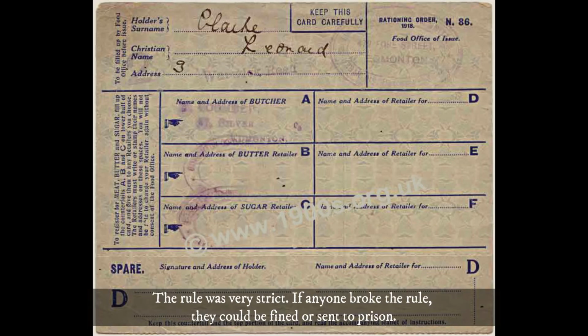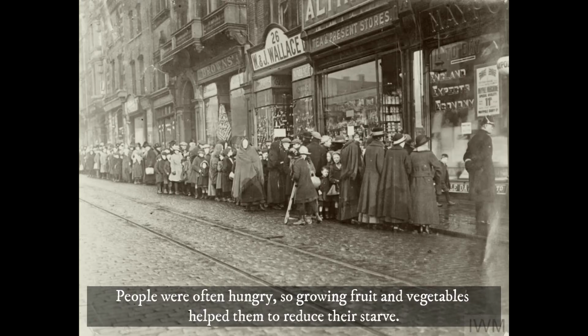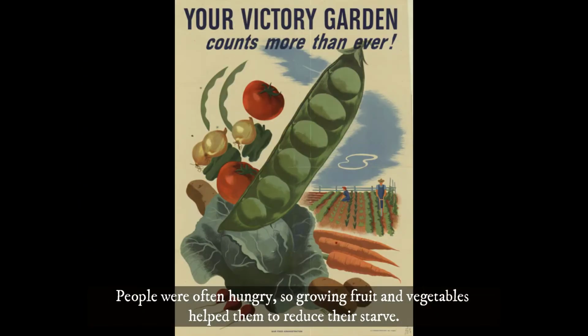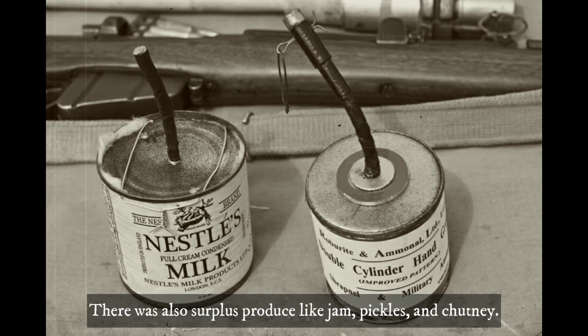The rule was very strict. If anyone broke the rule, they could be fined or sent to prison. People were often hungry, so growing fruit and vegetables helped them to reduce their starvation. There were also supplies of produce like jams, pickles, and chutneys.